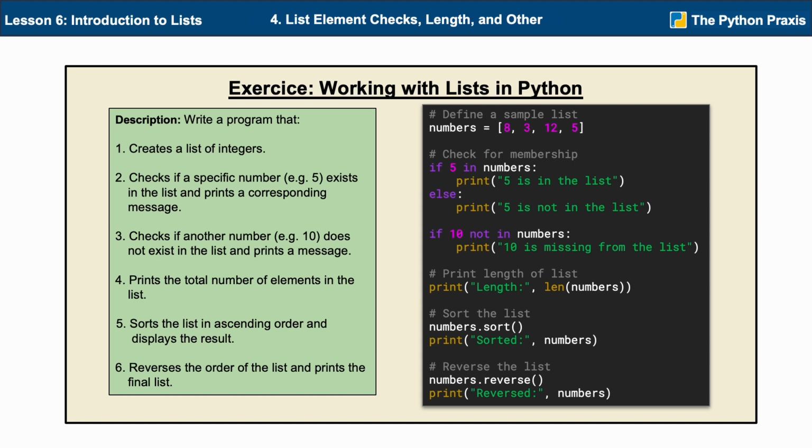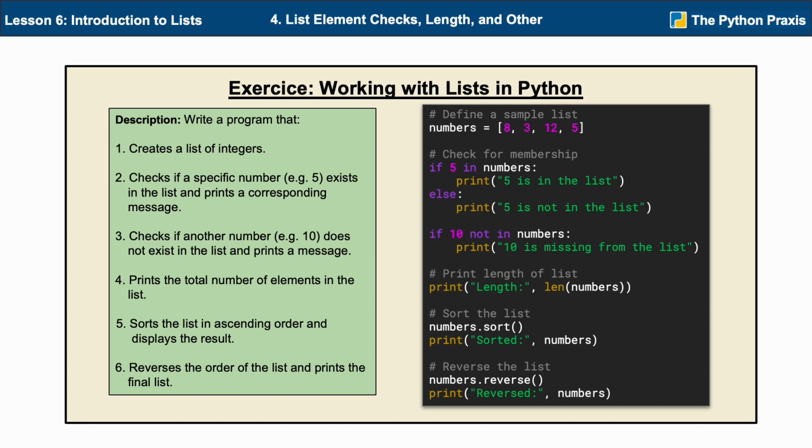The next check we do, again using the conditional if and not in, is whether number 10 is not in the list. And if it is not, we print the message, 10 is missing from the list. In the rest lines, we do some data processing on the list.